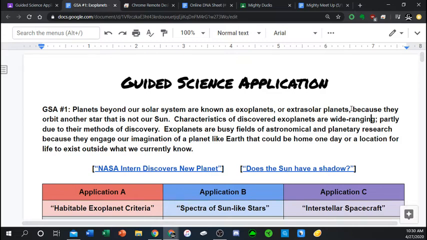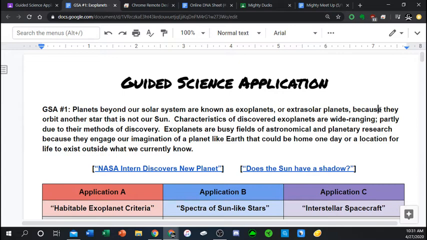Planets beyond our solar system are known as exoplanets, or extrasolar planets, because they orbit another star that is not our sun. So we're now talking about, or thinking about, other solar systems. There's another 300 billion stars in our own galaxy. Around those stars, most of them have planets. We haven't discovered them all, but we can find them, and this is kind of what we're going to lead into. Characteristics of discovered exoplanets are wide-ranging, partly due to their methods of discovery.